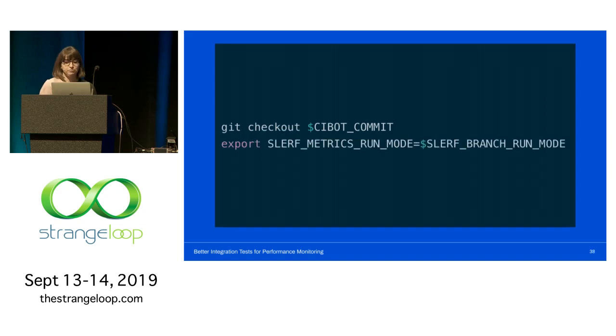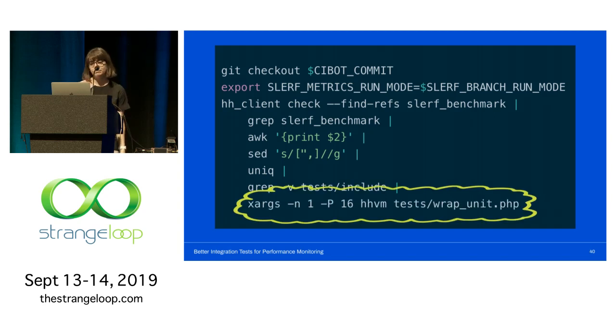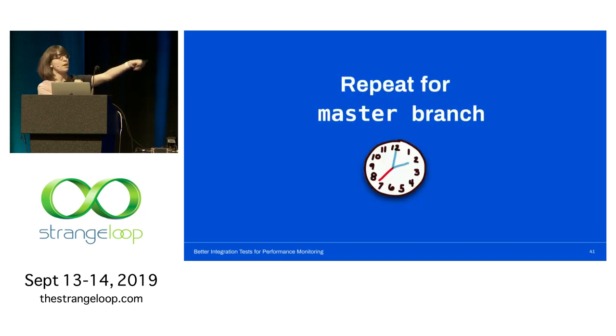So how does this all work together? First, we check out the code at your latest commit. We enable Slerf. Don't worry about it being bash wizard here. I've had to look this up as I was writing this, and every time I've had to modify it, I've also had to Google it, but that's OK. Google is great. Basically, all this does is it finds all the references to all the test files that have Slerf benchmark. And then for each of those, it'll run all of those test files, in parallel, because it saves us a lot of time. Each individual test file is a test file that can be run on its own using this test wrap unit script.